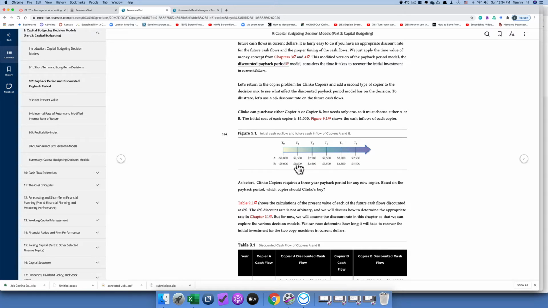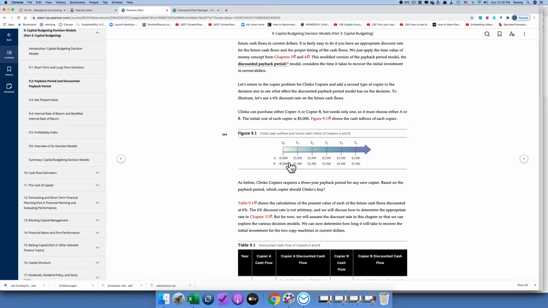Okay, and copier B has cash flows that start lower. They start at $1,500, then in the second year it's $2,500, and in the third year it's $3,500, $4,500, and $5,500. So if you think about how long it takes you to recoup your investment of $5,000, right? In the case of copier A here, it only takes 2 years, and at the end of 2 years, we have made back our initial investment of $5,000. So it only takes 2 years.